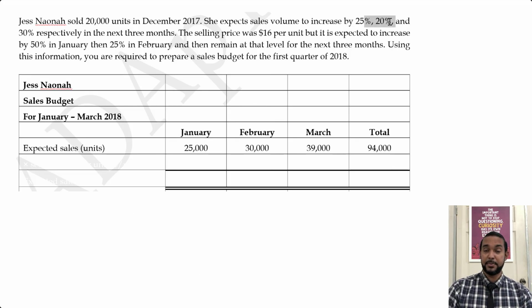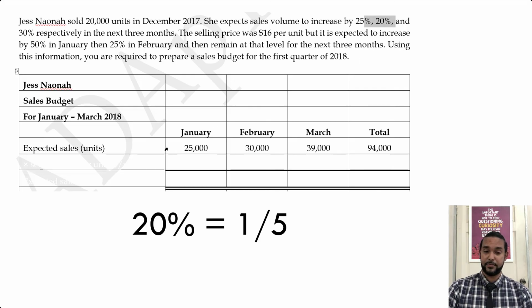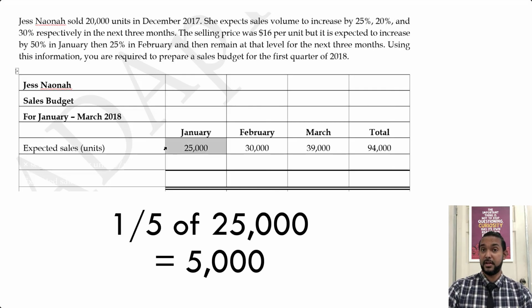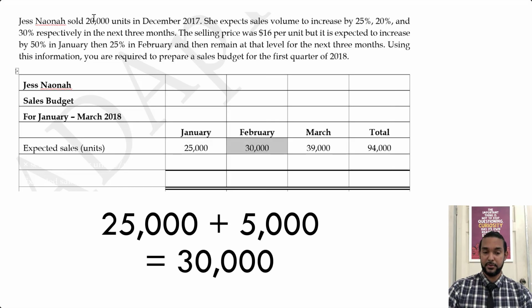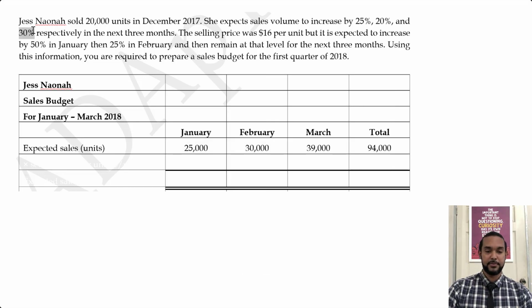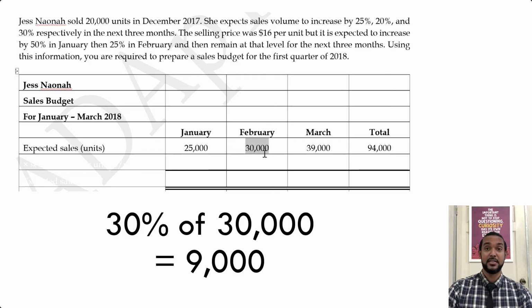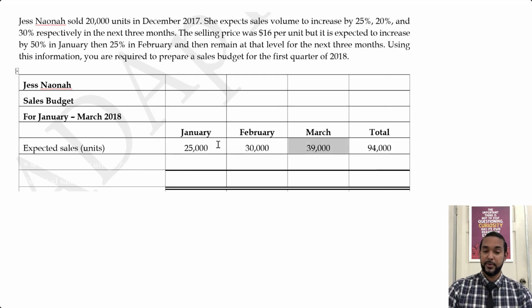Then we're going to increase by 20% from Jan to Feb. 20% is a fifth. 1/5 of 25 is 5. 25 and 5 is 30. And then from February to March is an increase of 30%. 30% of 30 is 9. 30 and 9 will give us 39. And we can add going across if we so desire to get a total.